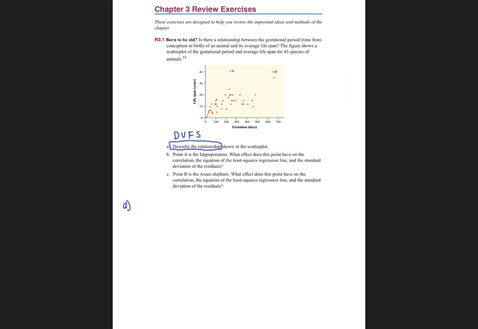F is form. So for us right now, you could say linear or non-linear. Sometimes you could say a curve pattern. That's just the form of what maybe the least squares regression equation would be. And then S is strength: weak, moderate, strong, and you can also say very strong, very weak, moderately strong, moderately weak, or just moderate. Moderate would be just in the middle.